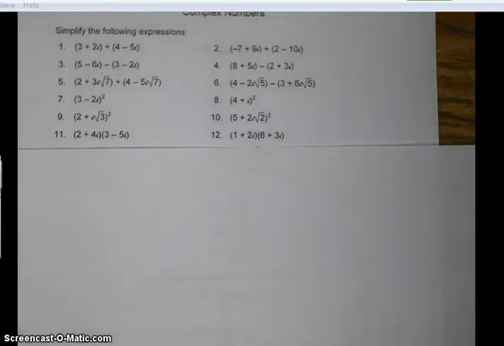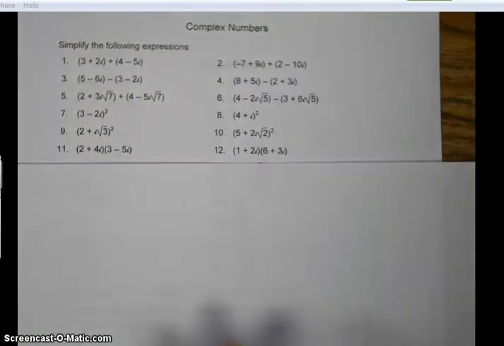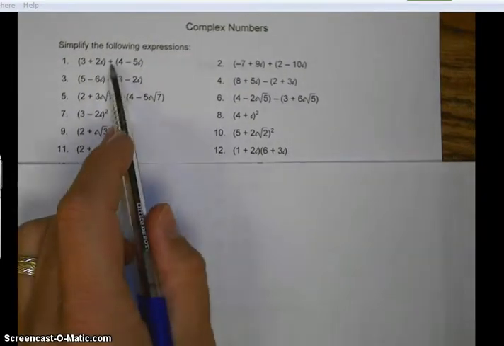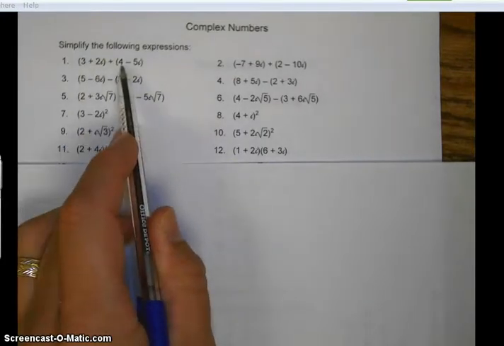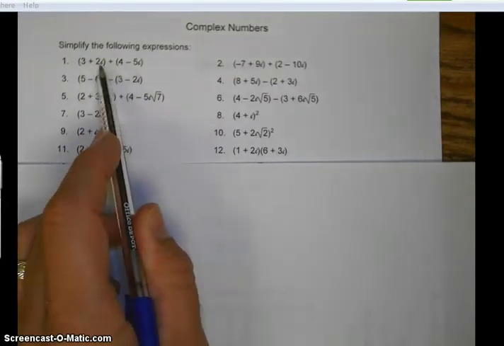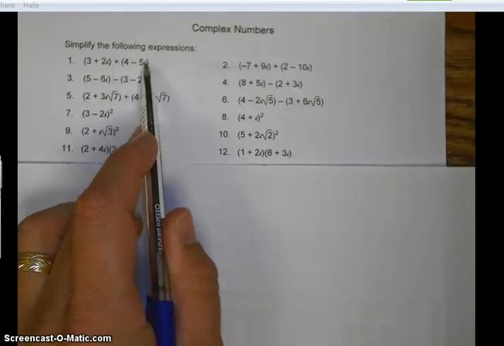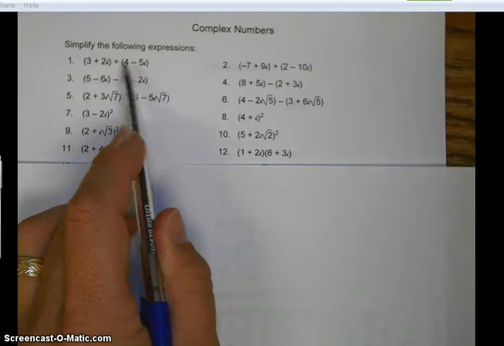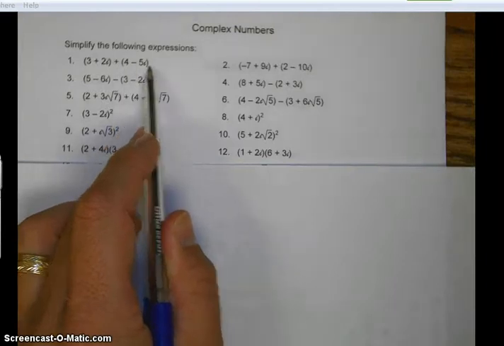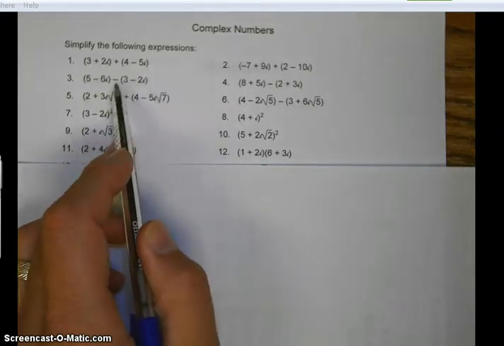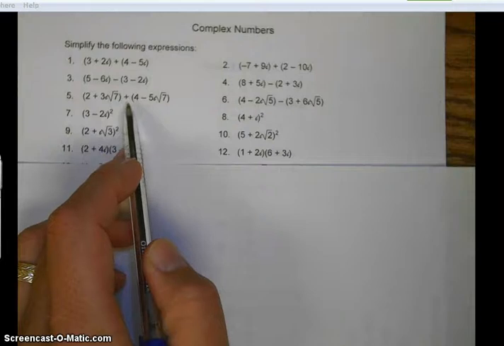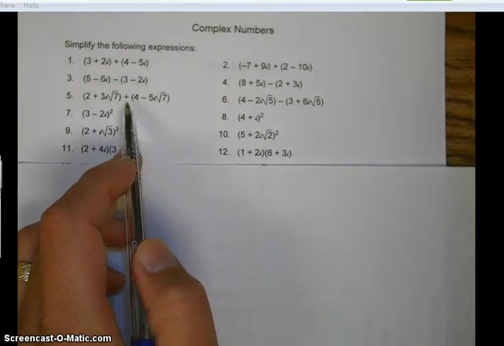Credit recovery instruction. So starting on this first sheet of complex numbers, for number one we're adding. So remember, when we're adding, we're just adding the like terms. 3 plus 4 is 7. 2i plus negative 5i is negative 3i. So this one would be 7 minus 3i. So remember, when adding and subtracting, you're combining like terms, and then you're done.